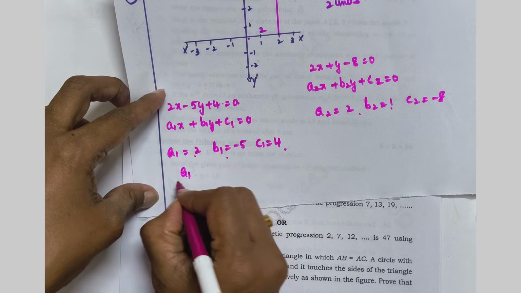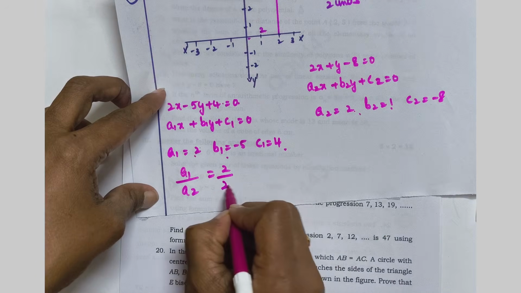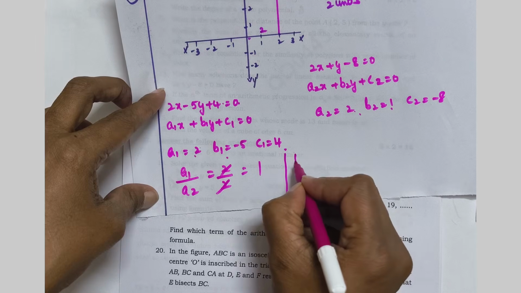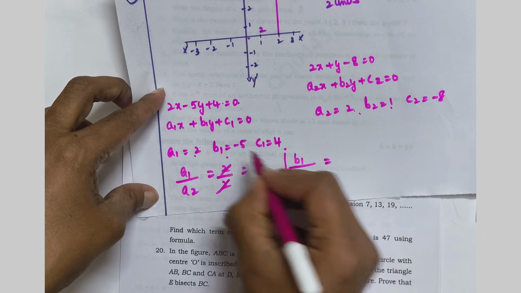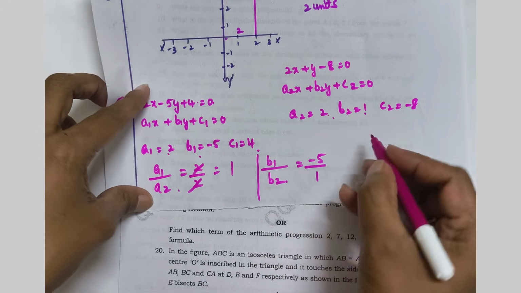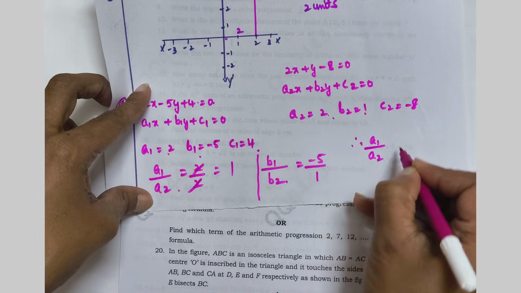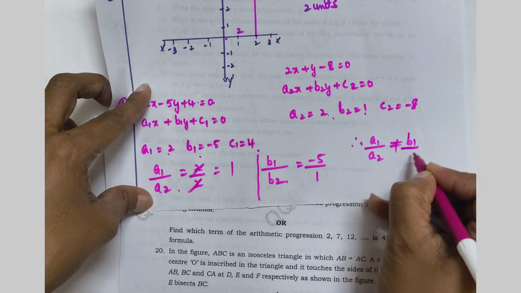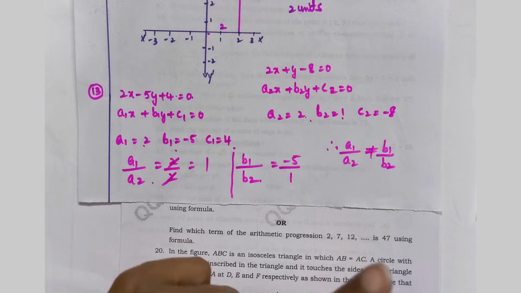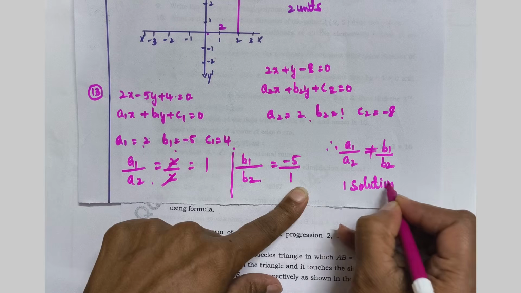First we will do A1 by A2. A1 is 2, A2 is 2, so the answer is 1. Next B1 by B2. B1 is minus 5, B2 is 1. So A1 by A2 is not equal to B1 by B2. These are intersecting lines. Intersecting lines means unique solution. Unique solution means one solution is the answer.